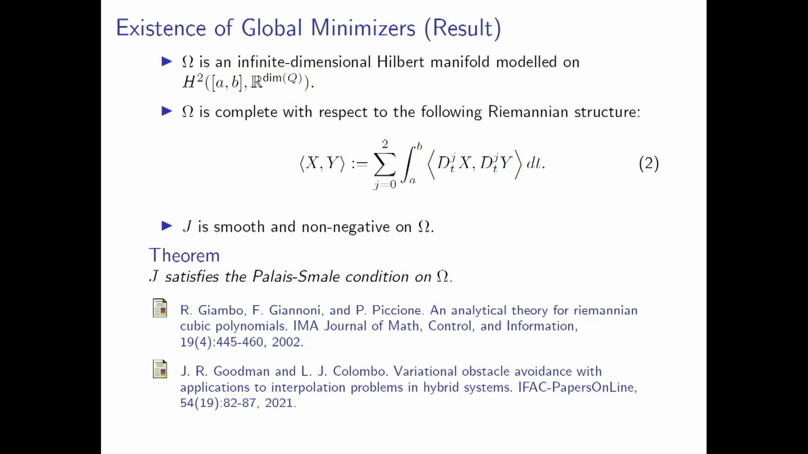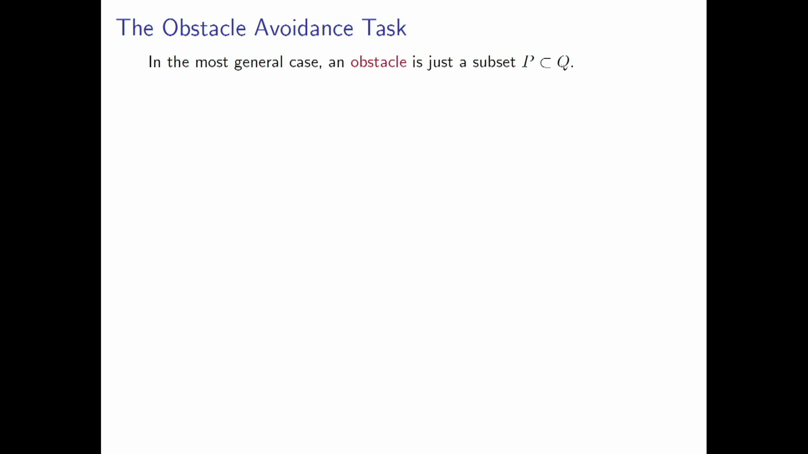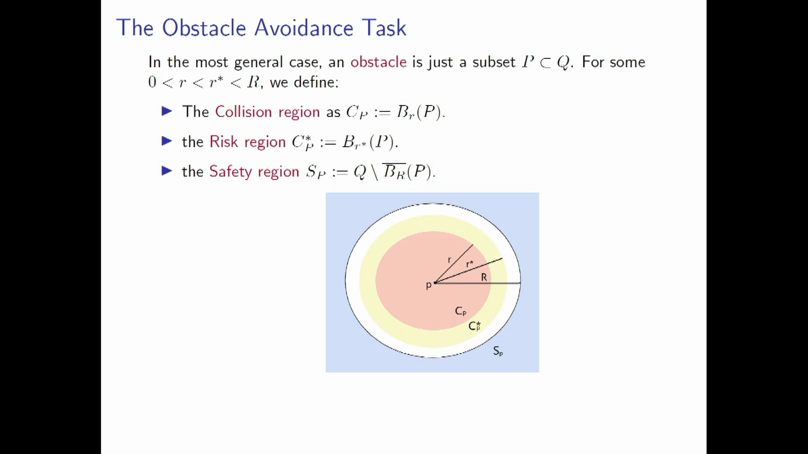So now, what is the function B for? As I commented before, we will use the function, the artificial potential B, to avoid an obstacle. In general, an obstacle can be a subset of the manifold Q. I will start with point obstacles and then extend the results to general obstacles.